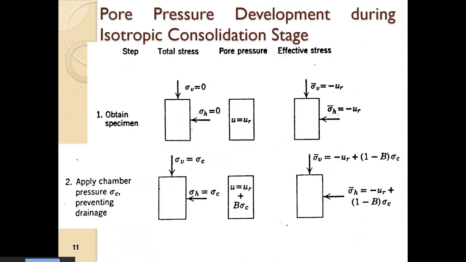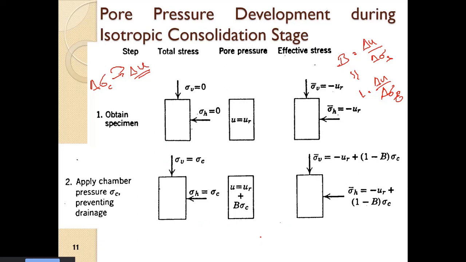Now the thing is, we have already discussed that when the soil is saturated, we have the B parameter, which is delta U by delta sigma 3, or in this case we can say delta U by delta sigma C, which is the cell pressure application. So in case of saturated soil, B is approximately equal to 1. So whatever cell pressure we increase, delta sigma C, it should result in the increase of pore water pressure in the same magnitude. But in the initial stage, it is not so.